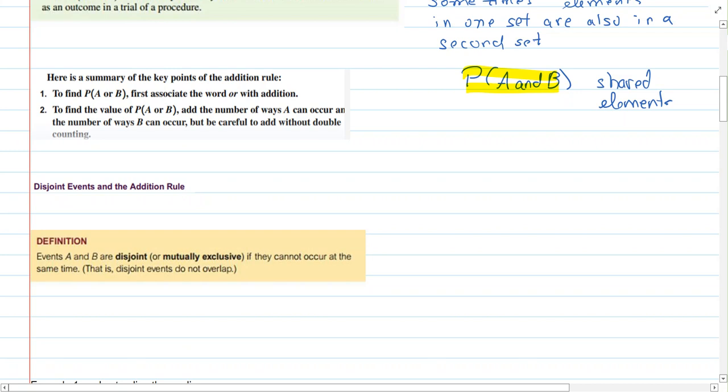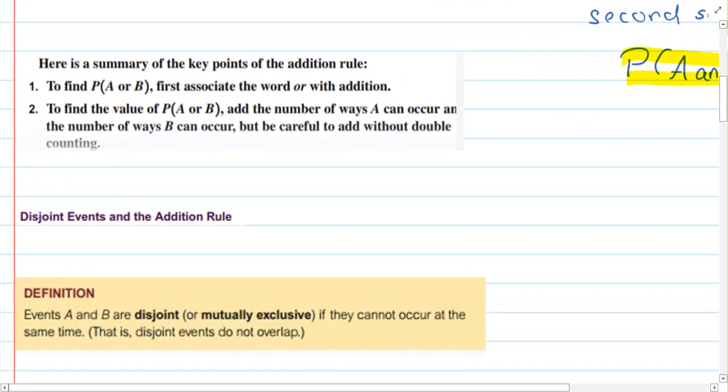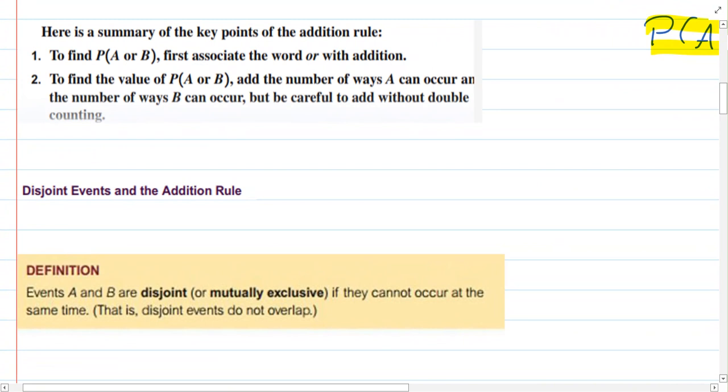Now we need to look at particular sections of this to make sure. I'm going to make it larger so you can see. Here is a summary of key points in the addition rule. To find P of A or B, first associate the word or with addition. And I've said that. This is the third time, which hopefully sticks in your brain.